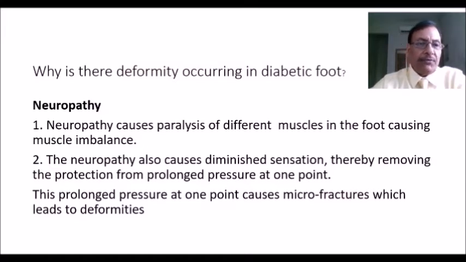Now let us understand, why is there a deformity in a diabetic foot? It is usually because of the neuropathy. What neuropathy does is, neuropathy causes paralysis of different muscles in the foot, causing muscle imbalance. Also, the neuropathy causes diminished sensation, thereby removing the protection from prolonged pressure at one point. And this prolonged pressure at one point causes microfractures, which leads to deformities again.